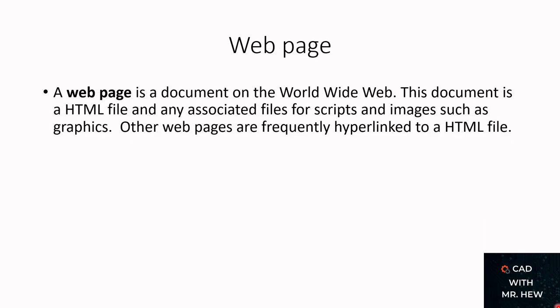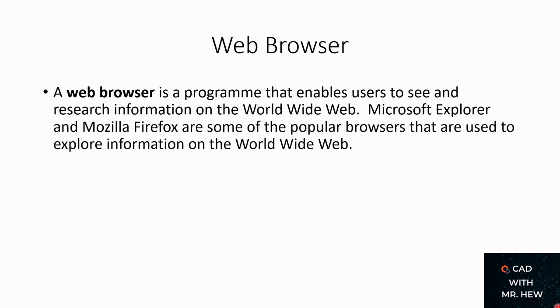Web page. A web page is a document on the World Wide Web. This document is a HTML file and any associated files for scripts and images such as graphics. Other web pages are frequently hyperlinked to a HTML file.